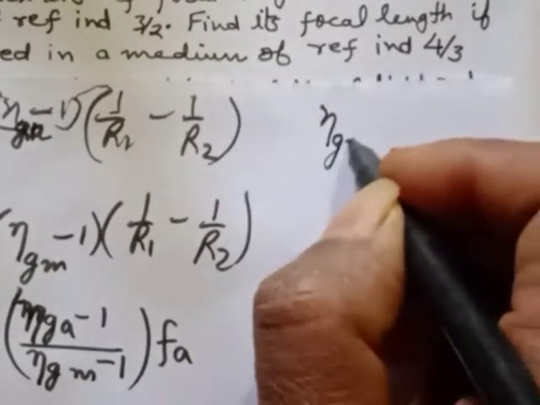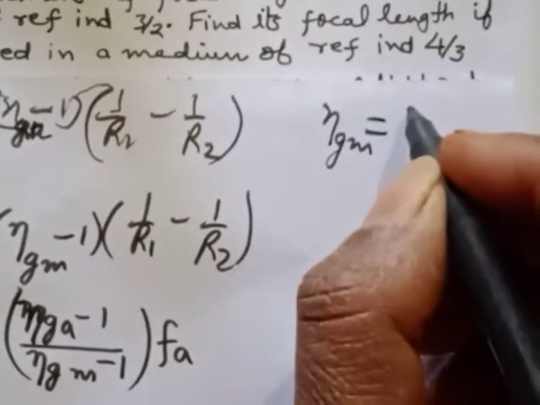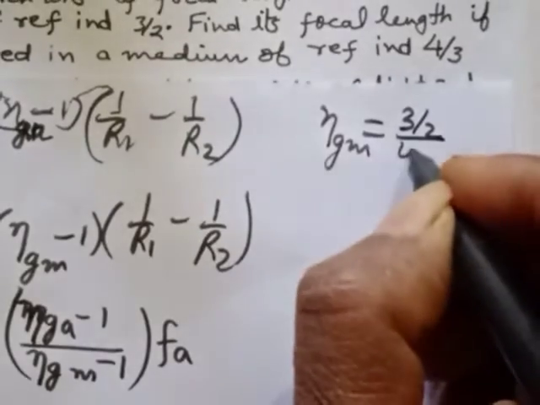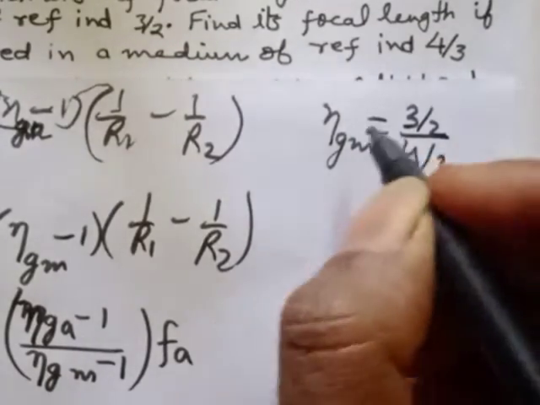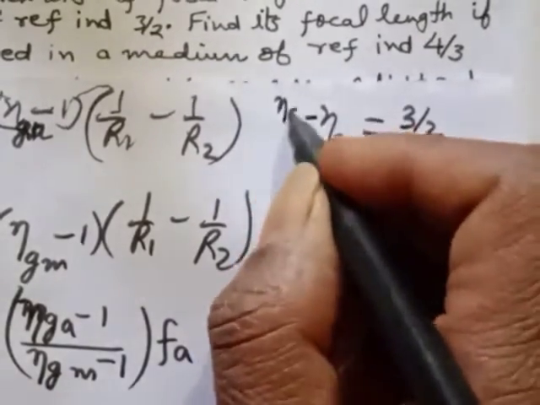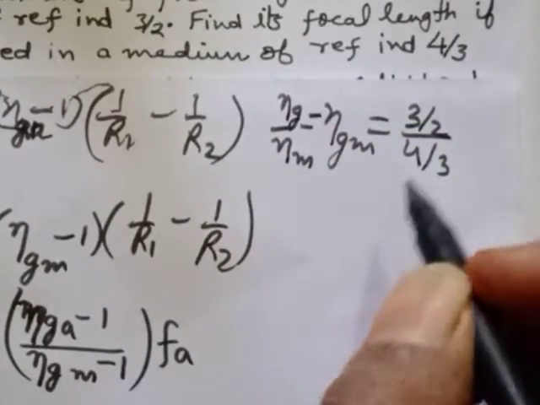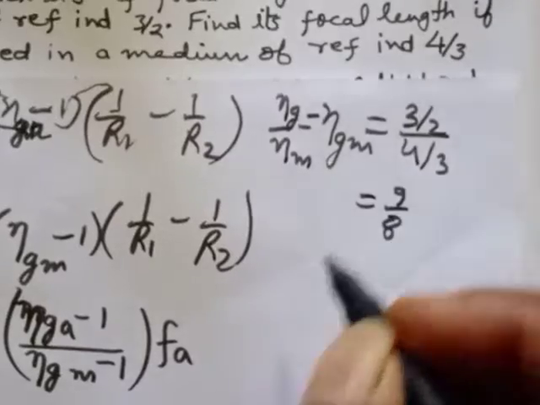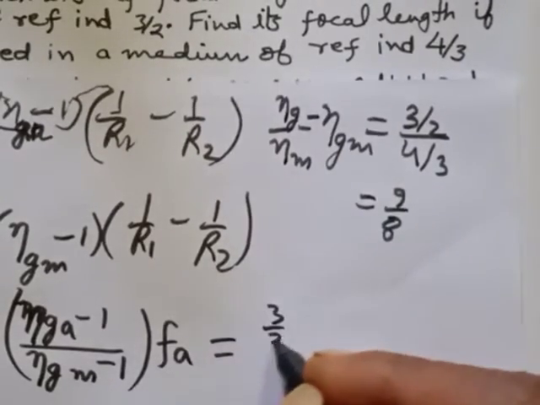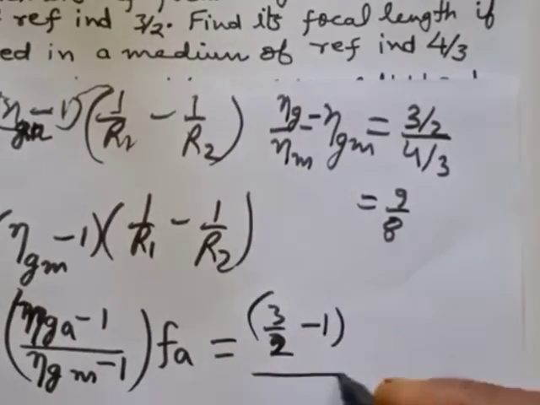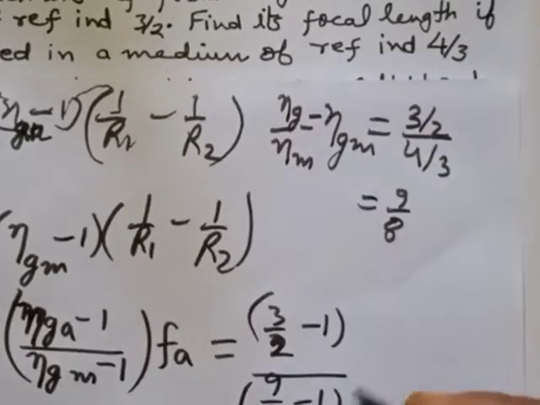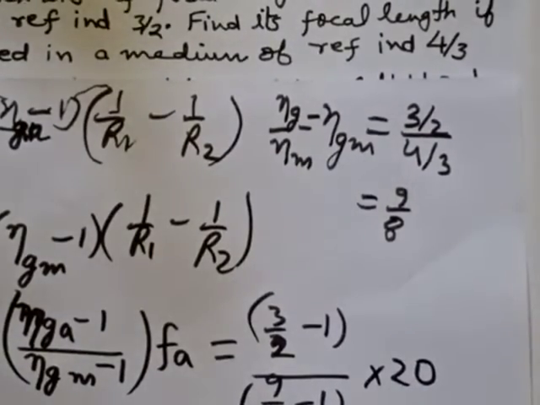Eta g is 3 by 2, eta m is 4 by 3. Oh, I forgot to tell you that eta gm is eta g by eta m. And if we simplify this, it will be 9 by 8. Now we can put these values here, 3 by 2 minus 1, 9 by 8 minus 1, and f is 20. So you can solve by yourself.